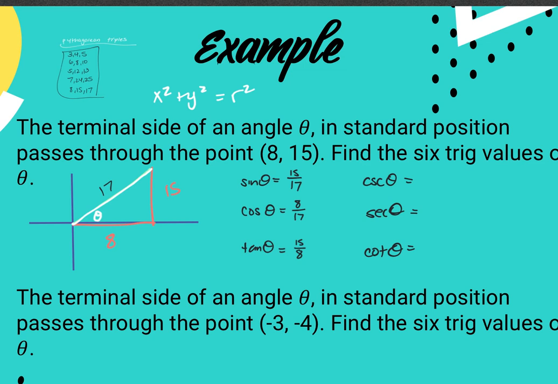And now I just flip them. So cosecant is the reciprocal of sine. Secant is the reciprocal of cosine. And cotangent is the reciprocal of tangent. So it's just the opposite. Just flip them.